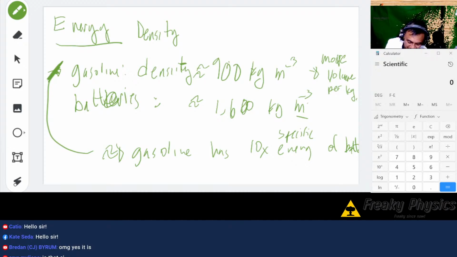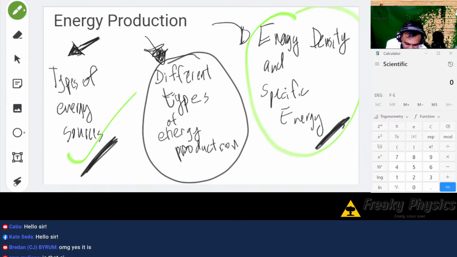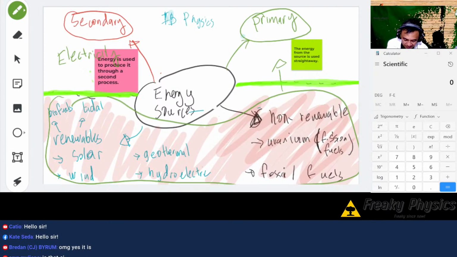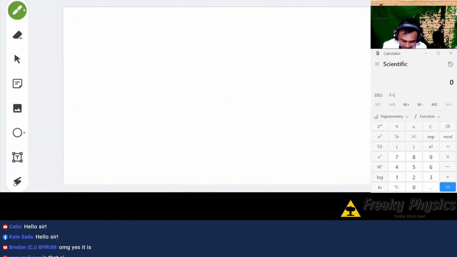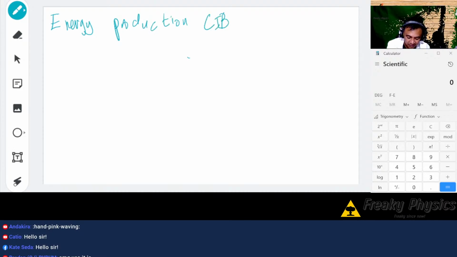Now the last thing that I want to go through are the types of energy production. We know what these are. We've basically also covered it in energy sources here, right? But basically what we need to cover for DP, so I'll skip the basics. I'll go straight to the main points that are DP specific, so IB specific.